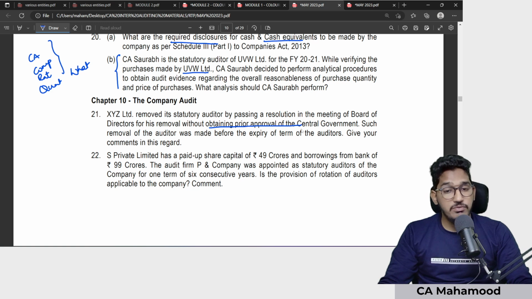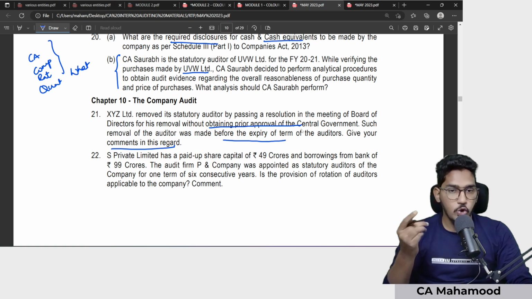Such removal was made before the expiry of the term of auditor. Give your comments in this regard. Is this removal valid? No. Why? Because it did not follow procedure. What is the procedure for removal?